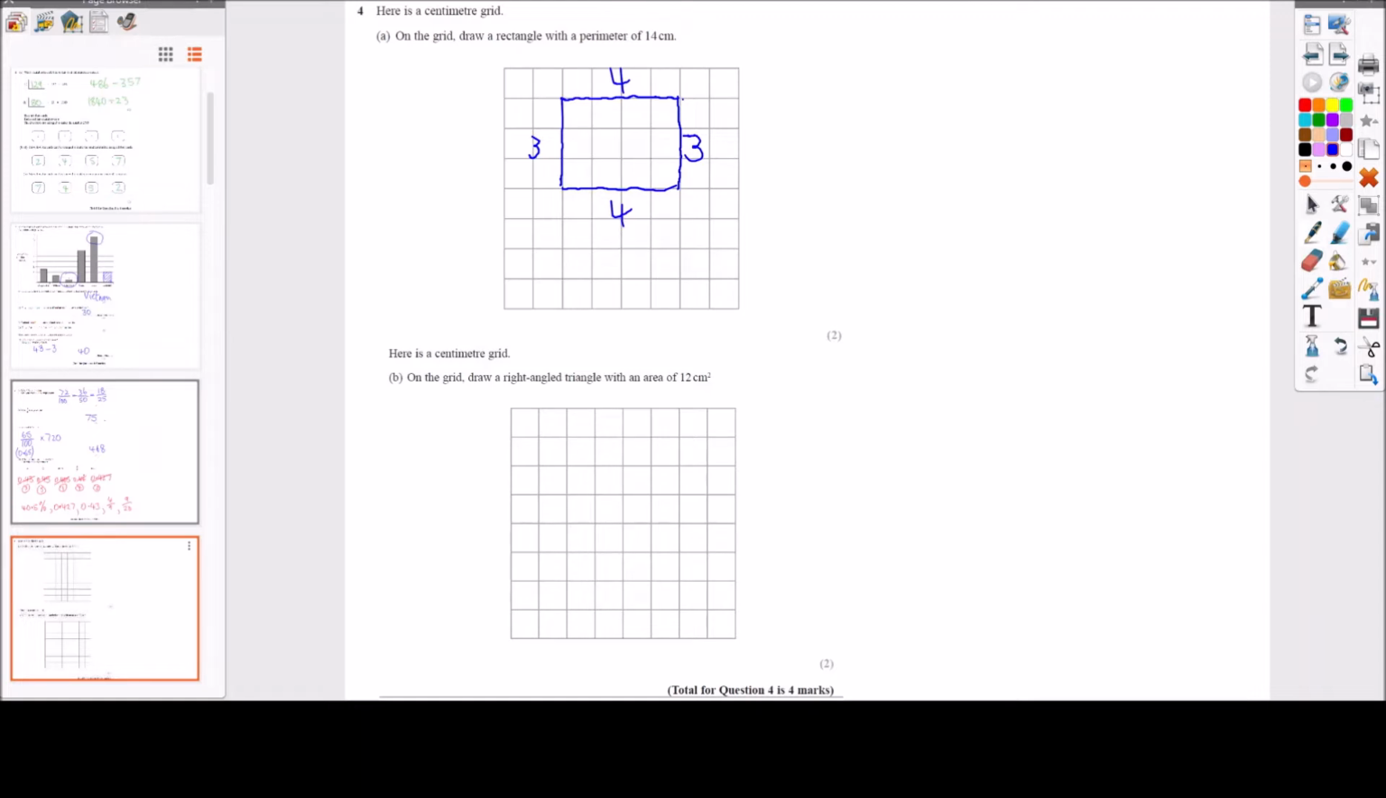Now, given an example of the sides of a rectangle where base times height equals 24, well, that could be a 6 by 4. 6 fours are 24. So 1, 2, 3, 4, 5, 6. If I go along 6 and up 4, and then put in my diagonal, that's going to have an area of 12. Okay, because half times 6 times 4 equals 12. So that is one of many examples that would suffice for 4 part B.